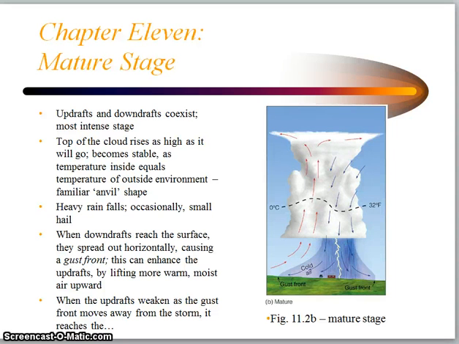Oftentimes, you will experience what's called a gust front. If you are ahead of the thunderstorm and you see the lightning and then you hear the thunder, but not a breath of wind is blowing, and all of a sudden you feel that cold gust of wind hitting you in the face, and then it starts to rain. That's the gust front, and that's because of downdrafts rapidly slamming down to the surface of the ground from the upper parts of the thunderstorm.